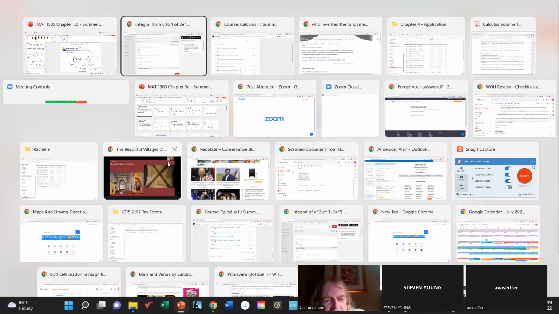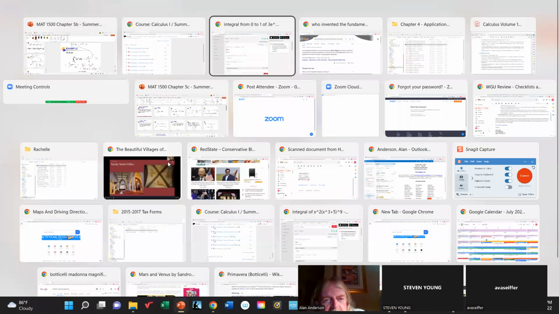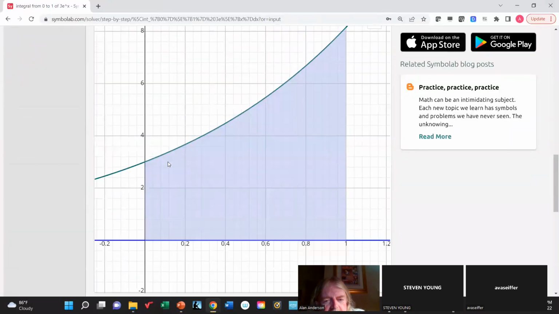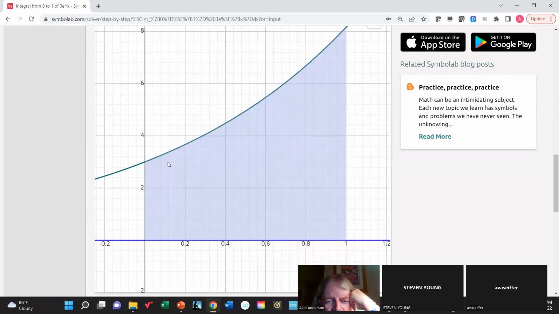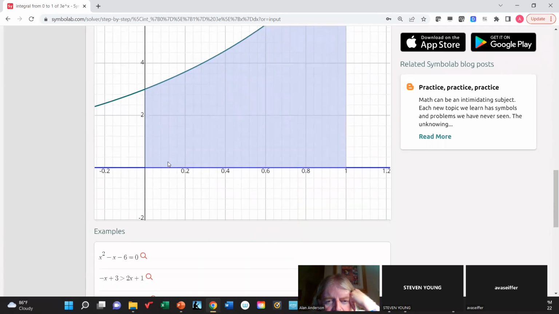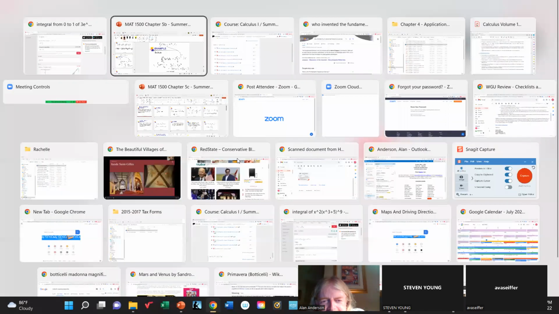And let's see what the graph looks like. Oh, wow, very interesting. Because remember, e to the x increases very quickly. So this is what the area is that we're looking at. Okay. All right, what other goodies do we have up our sleeves here?